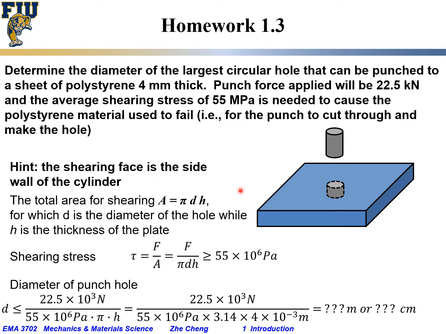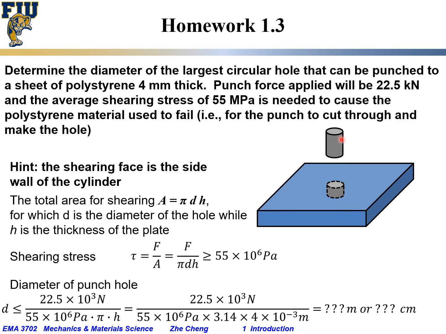The hint is that the shearing force is acting along the side of this cylindrical punch, not the top surface, not the bottom surface, but the side of this cylindrical surface. Okay, and that is our so-called shearing surface. So the total area for this shearing surface, the side of the cylinder, as we learned in geometry, would be pi d h. Pi times d, d is the diameter for this punch. Pi times d would be the circular length, circumference, times h, the thickness for this plate.